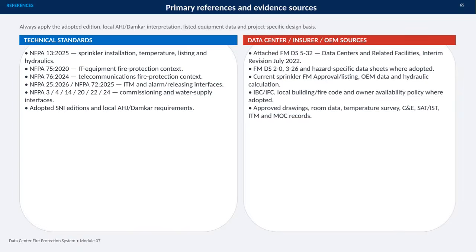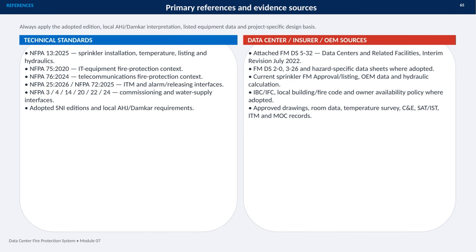This slide identifies the reference framework supporting the data center fire protection system. The central principle is to always use the adopted edition, the local AHJ or DAMCR interpretation, listed equipment data, and the project-specific design basis. That keeps the design aligned with both governing requirements and actual site conditions.